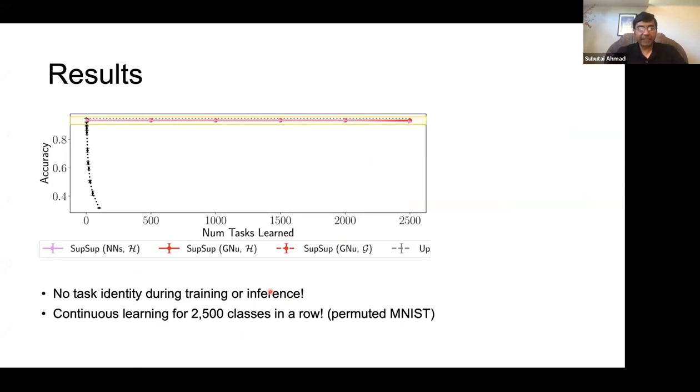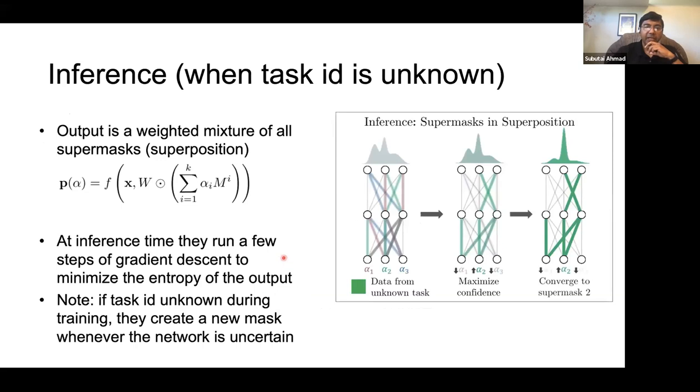Subutai, do they have a policy for retiring masks? No. At least I didn't see anything there. Presumably what would happen is if some later masks make some previous ones obsolete, this alpha would become low for those early masks. They could notice that over training, and that would be an optimization. If some mask is never used, you can just drop it from your set.